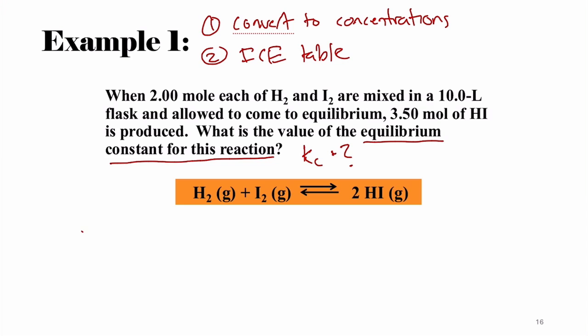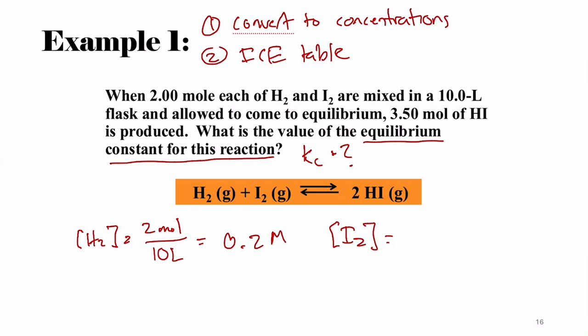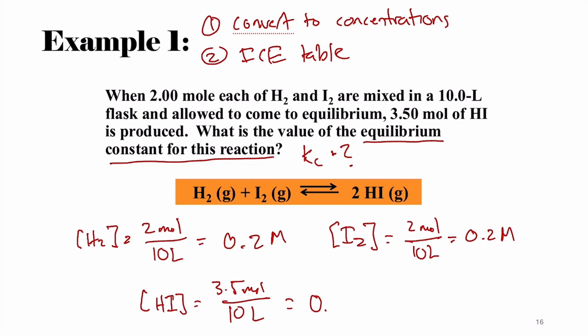So the concentration of H2 is equal to 2 moles divided by 10 liters, which gives us 0.2 molar. The same thing for I2: 2 moles divided by 10 liters, 0.2 molar. And then for HI, we get 3.5 moles divided by 10 liters, which gives us 0.35 molar.